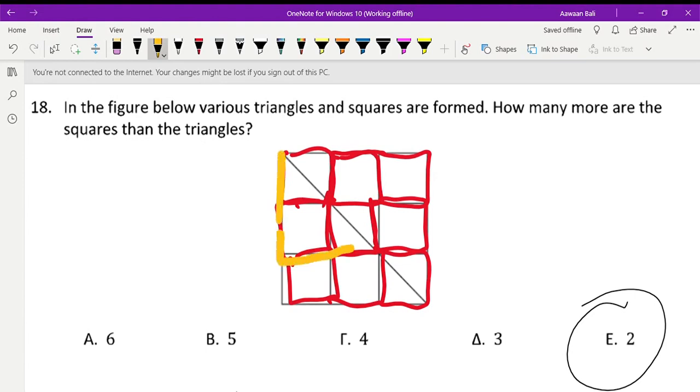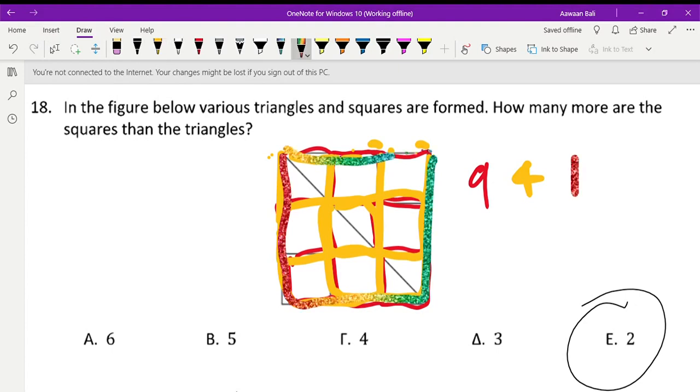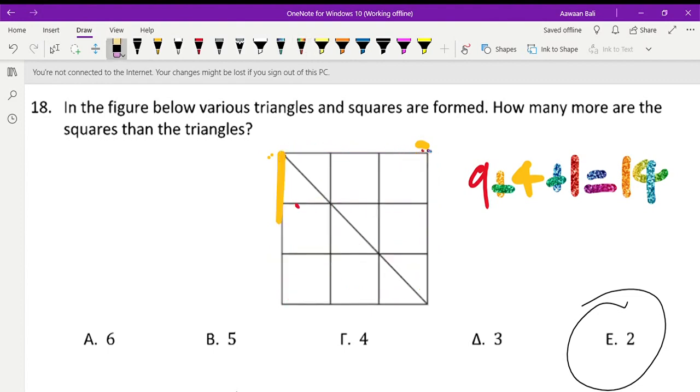And then we have 4 squares. Yes, so there's 4 of them. So first we had 9, now we have 4, and finally the last 3 by 3 square, it's 1. So 9 plus 4 plus 1 is 14. So we keep that there, and now we're looking at the triangles.